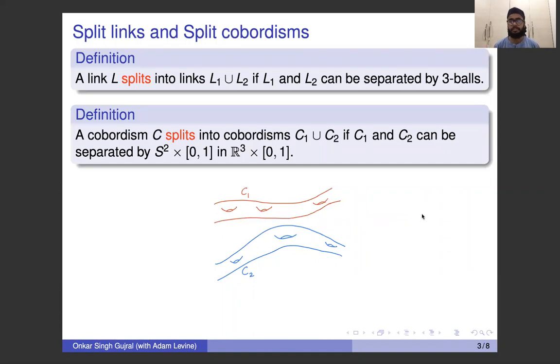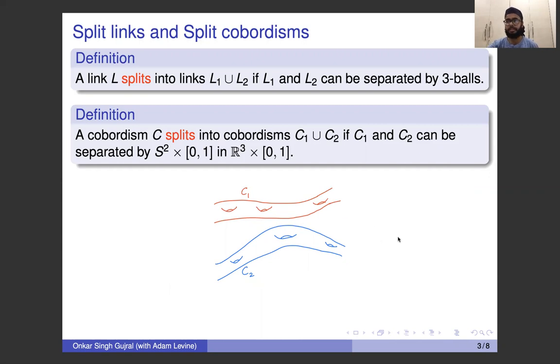Now we have an analogous definition in the setting of cobordisms as well. So if you have a cobordism C1, say the cobordism in red over here on the top, and you have a cobordism C2, which is the cobordism in blue here below, then if you consider the union of these two cobordisms, that is, C1 union C2, to be a cobordism C, then you say that C splits into C1 and C2 if they can be separated by S2 times a unit interval. That is, if you can entirely separate the red and blue components from each other.